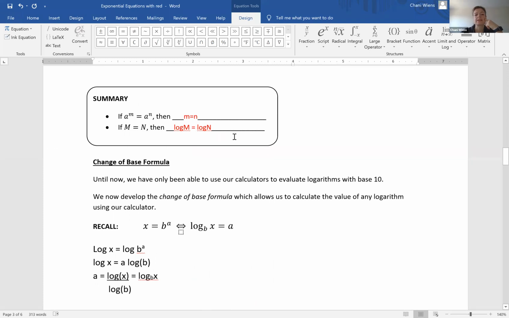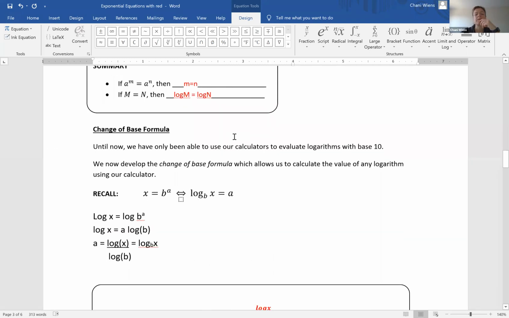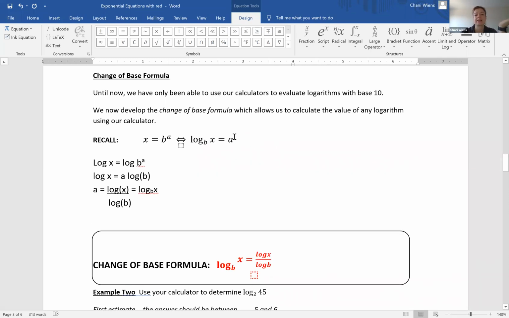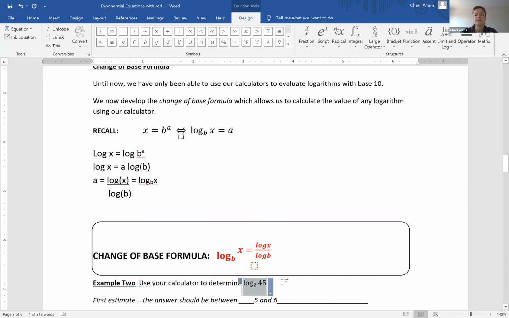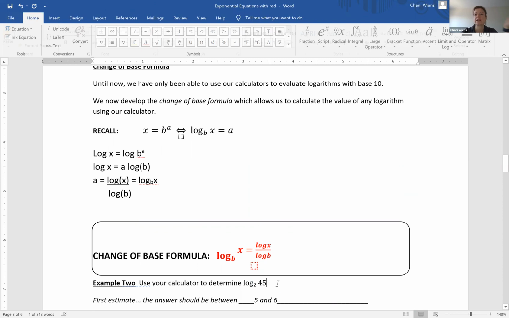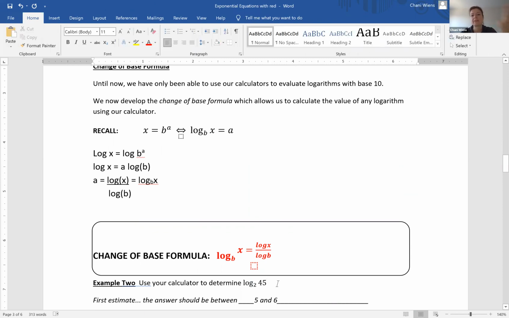Okay, so until now, we have only been able to use calculators to evaluate logarithms with base 10. So look down here at example 2. Until now, something like log base 2 of 45, we've had to use guess and check, like 2 to the power what equals 45. So now I'm going to show you how to use your calculator to get the exact answer.